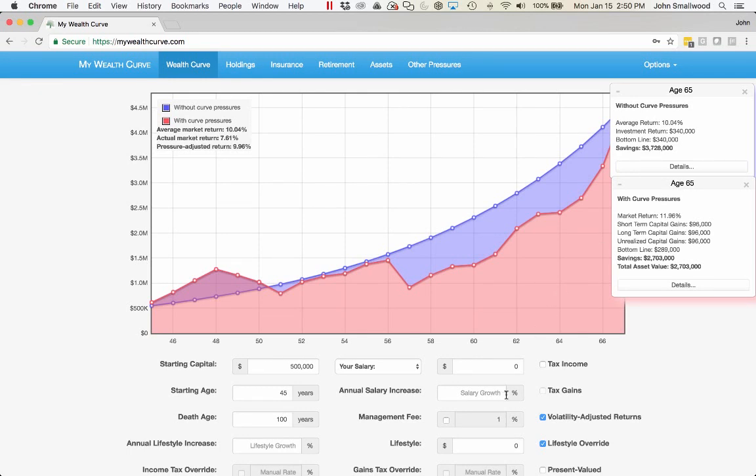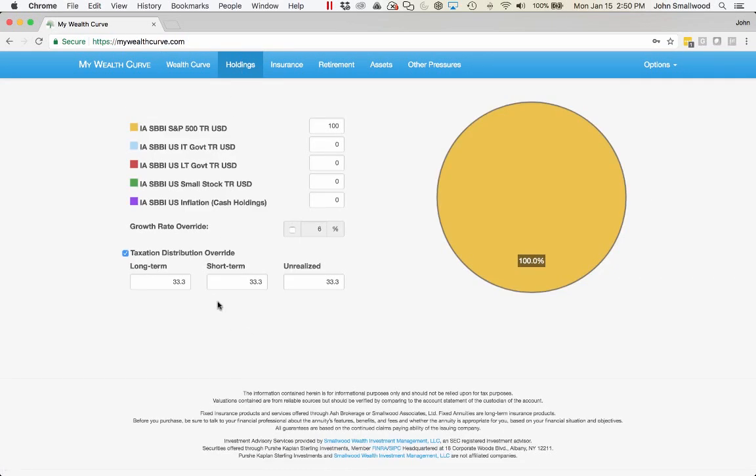Now the reality is, what we've done in the holdings is that we've broken the portfolio down into three components. When you think about a portfolio, there are dividends, there is interest coming in if you have bonds in the portfolio, there are qualified dividends, there are realized gains that are either short-term or long-term, and then there are stocks that you hold that are unrealized.